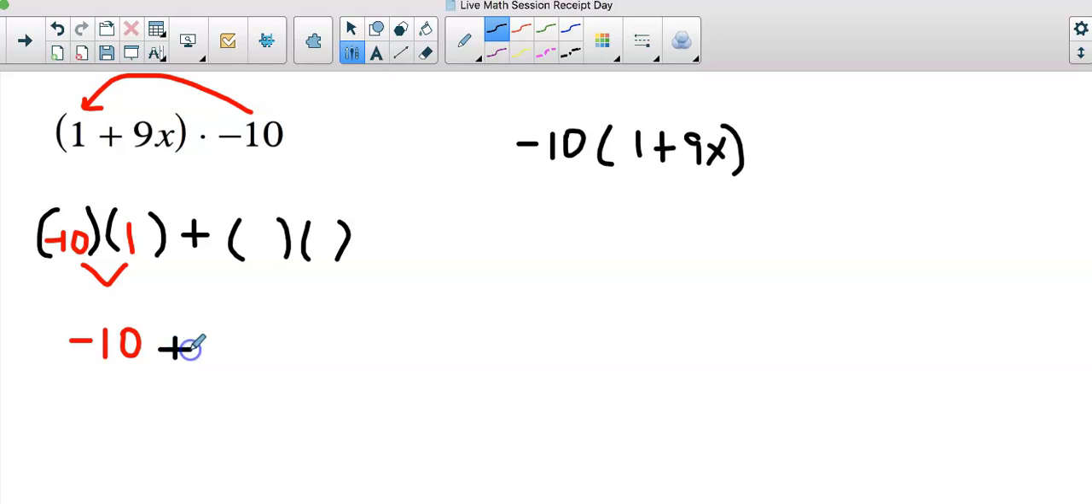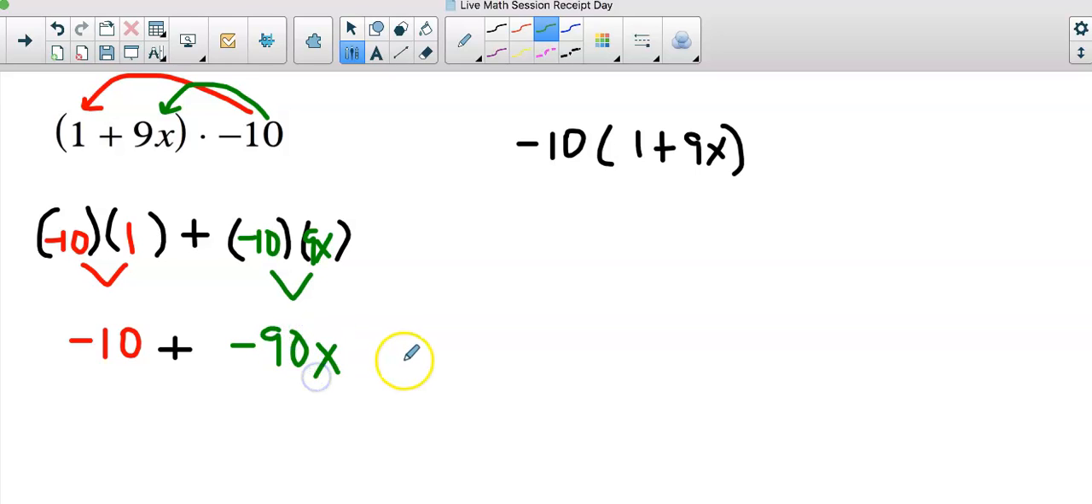Put that addition sign in the middle. And then I'm going to multiply the negative 10 by the positive 9x. So negative 10 multiplied by positive 9x, well, unlike signs, you get a negative. So negative 90x. So that's what I get when we have the negative 10 on the right side and we multiply through.